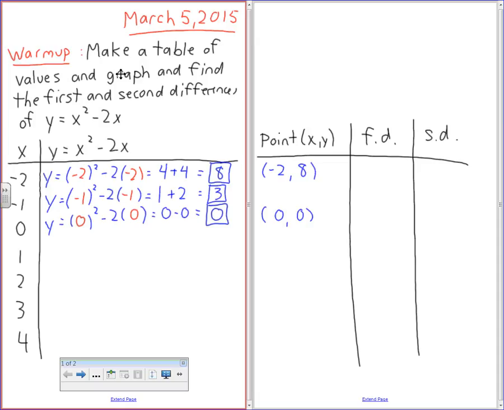Can I get another person to be brave and tell me what point that will be on my graph? Go ahead, Natalie. -1. Very good. Are we feeling a little bit better about things? Can I pick on a person at random? Caleb, can you please be brave and do the 1 for me? Y equals 1 squared, minus 2 times 1. Wonderful.